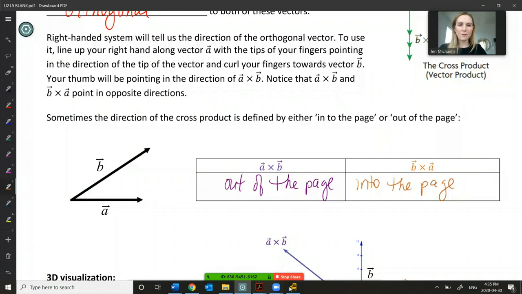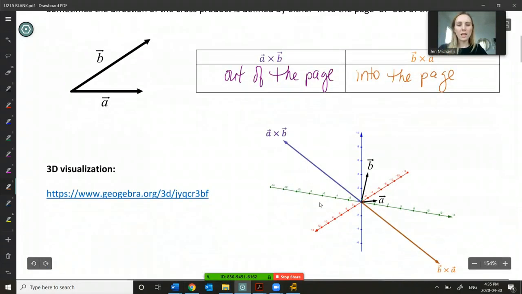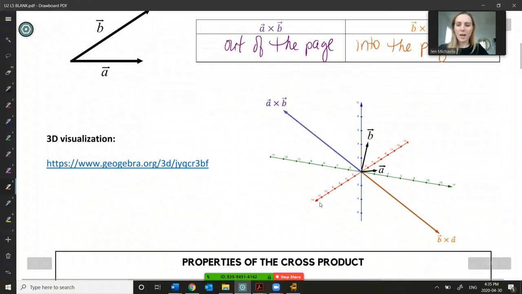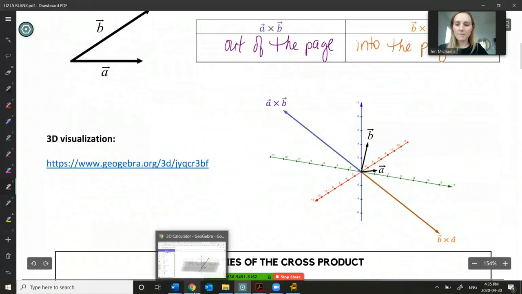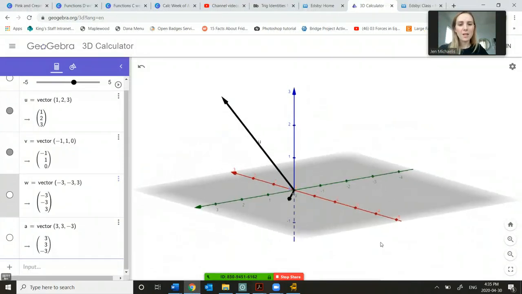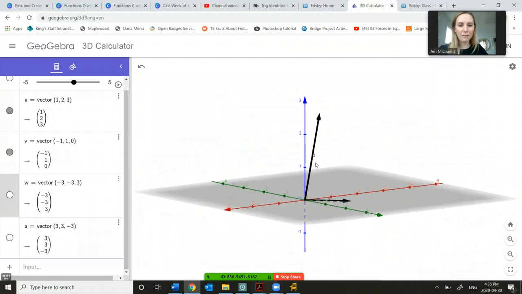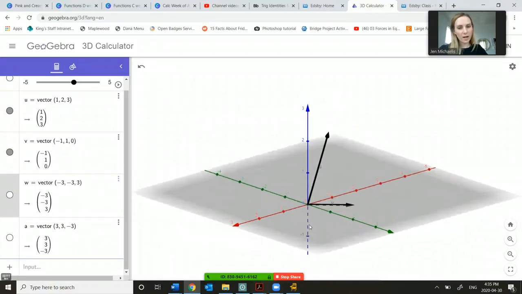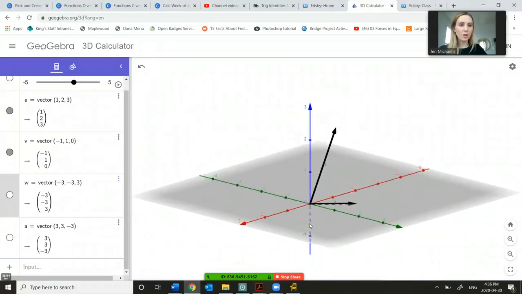Now this is maybe a little bit difficult for us to visualize, so I want to take you over to GeoGebra so that you can get a 3D image of what is going on here. So I just chose 2 random vectors here. I plotted them on GeoGebra. You can see them here, vector U and vector V. They have little labels. So let's say we want to do vector U cross vector V. Now I want to line my fingers up with vector U on my right hand, and I want to be able to curl my hand toward vector V.